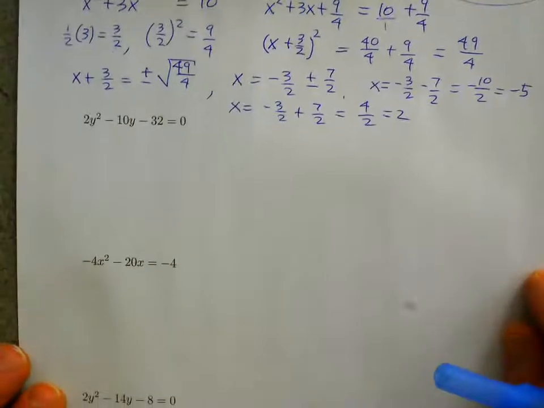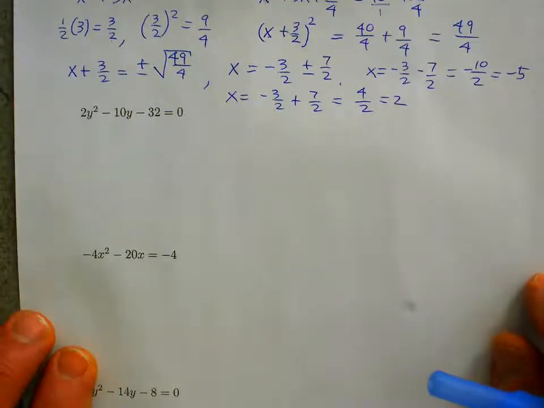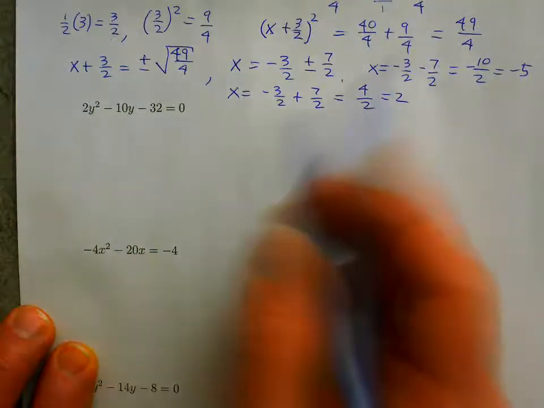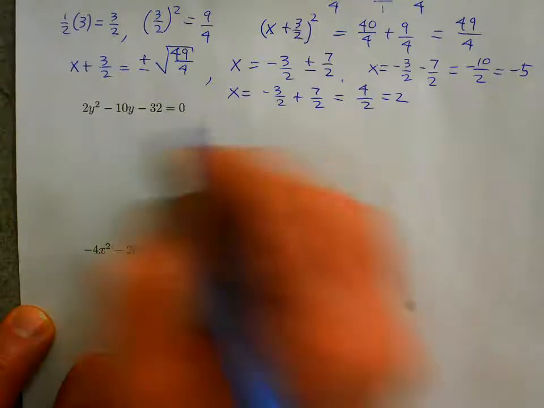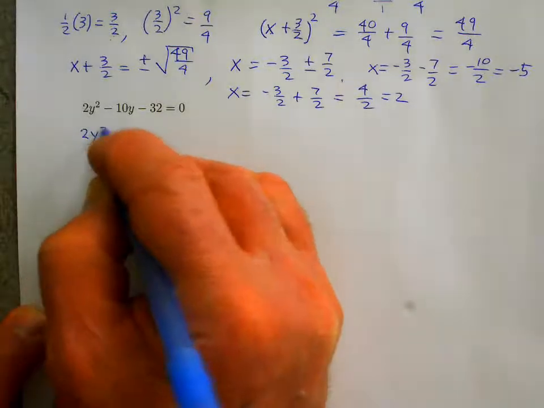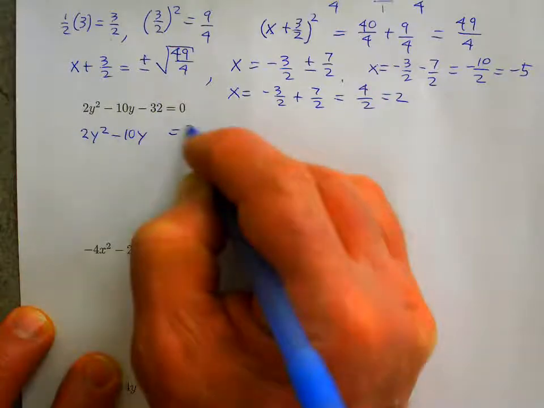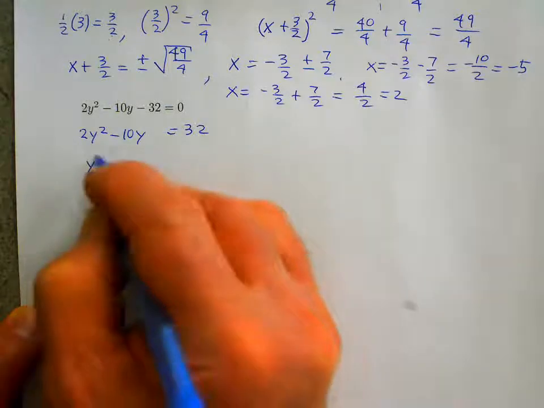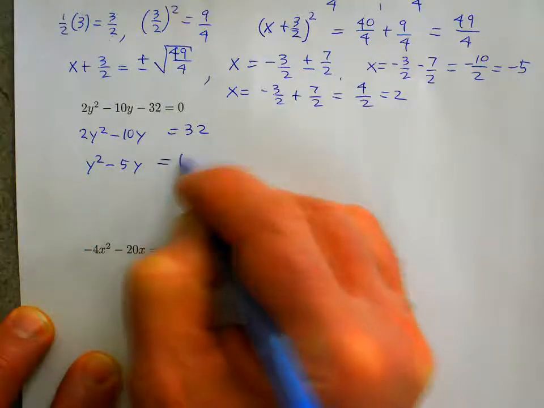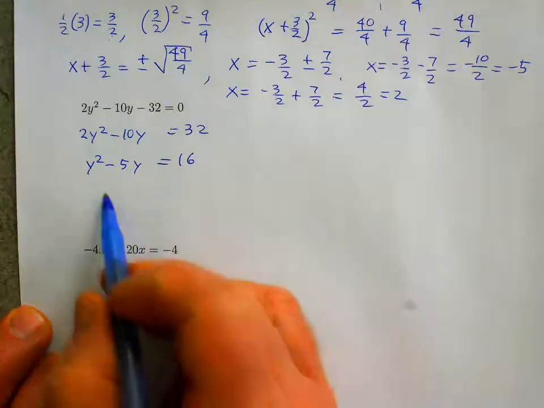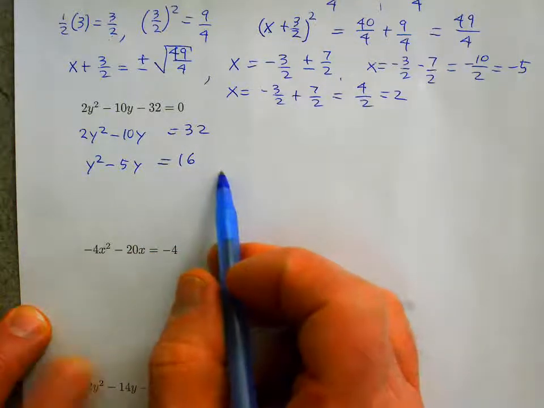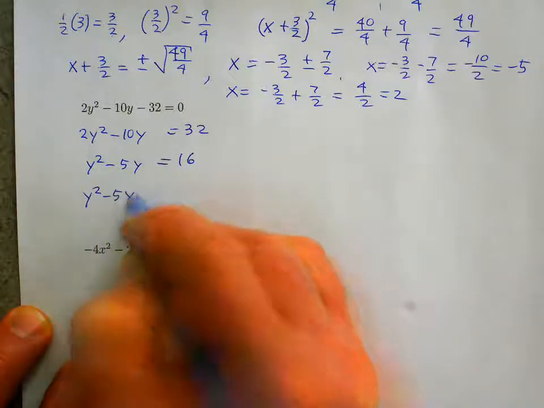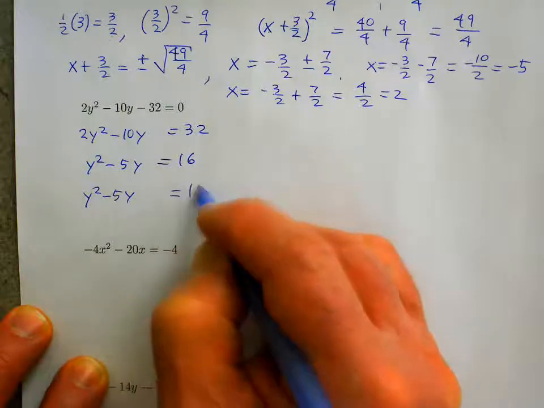Okay, solve the next equation by completing the square. 2y squared minus 10y minus 32 equals 0. So step 1, add 32 to both sides. So we get 2y to the second minus 10y equals 32. Then divide every term on both sides by 2. We get y squared minus 5y equals 16. Then we add a number to both sides so that the left-hand side is a perfect square trinomial. So y squared minus 5y plus a number equals 16 plus a number.